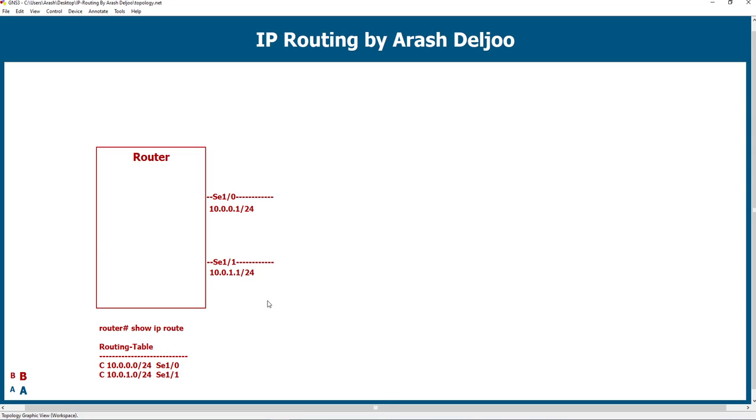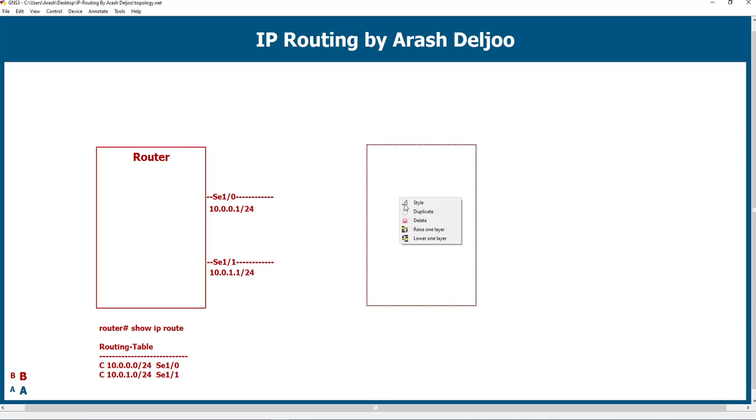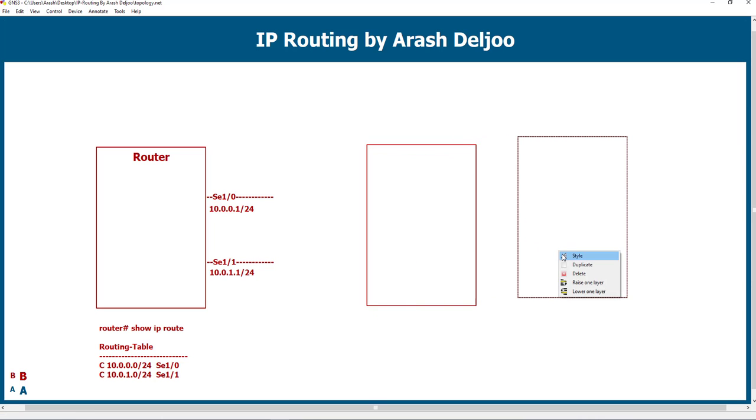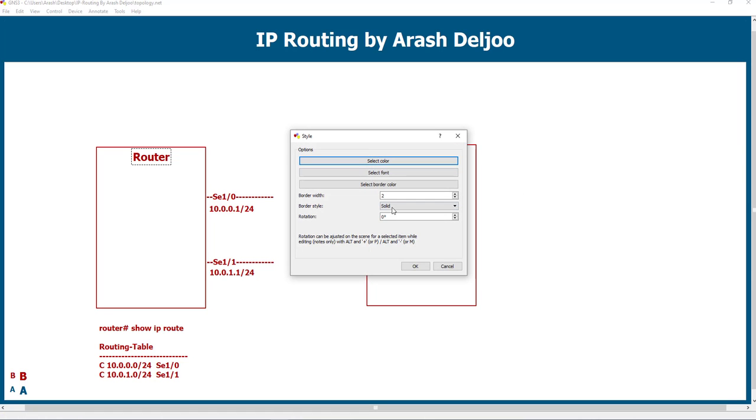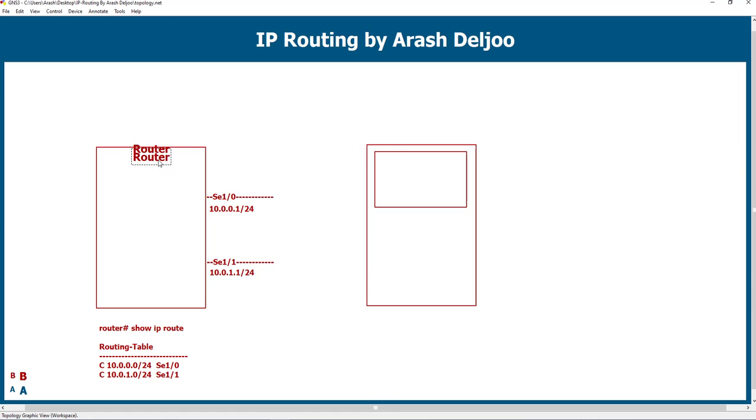A VRF is a router inside of a router. What does this mean? Look here. Assume that this is our router. We can configure this router as multiple routers. We can divide this router into multiple routers. This is the same concept, similar to, for example, a VLAN in a switch. Assume that this is the global router.